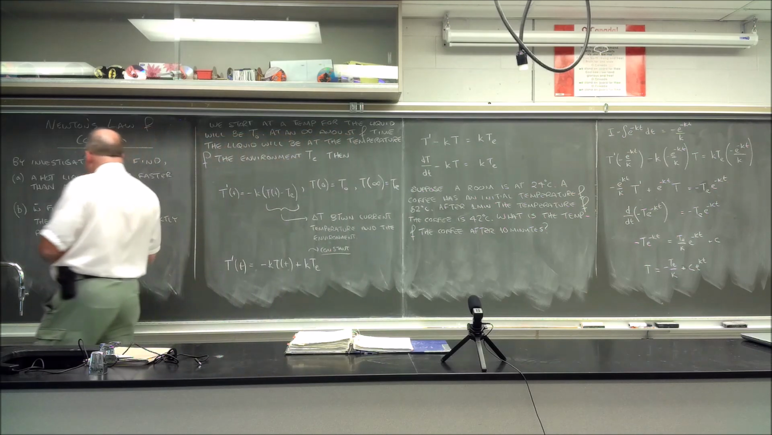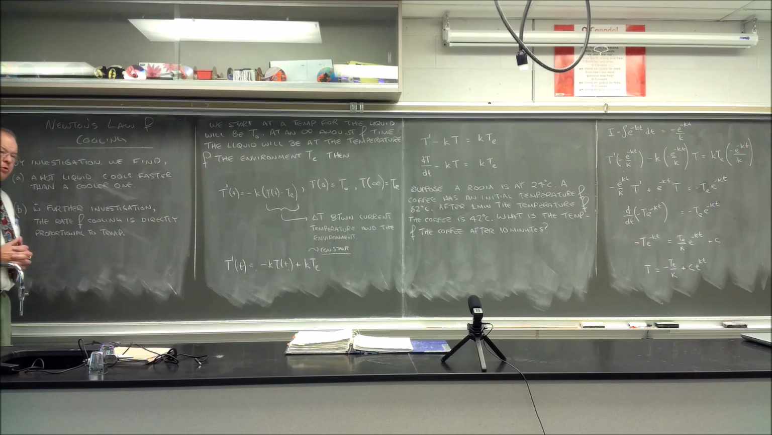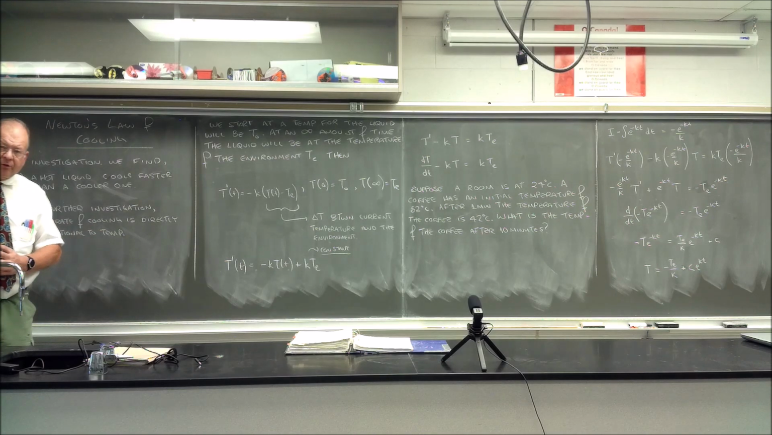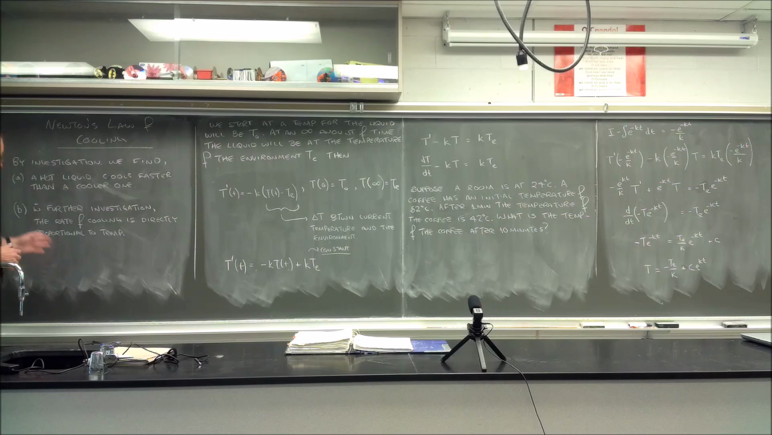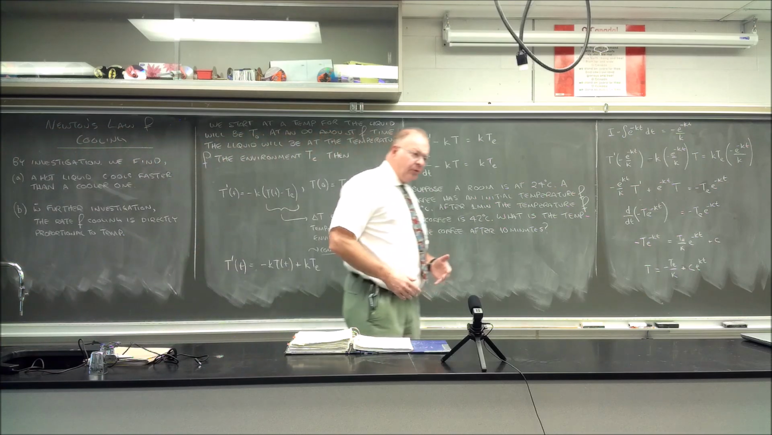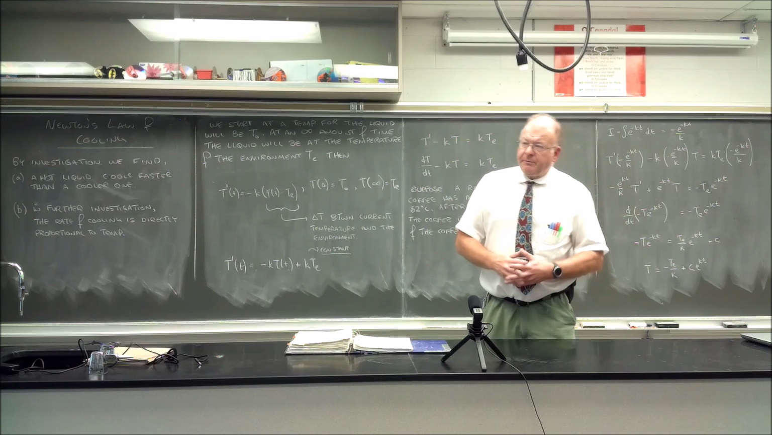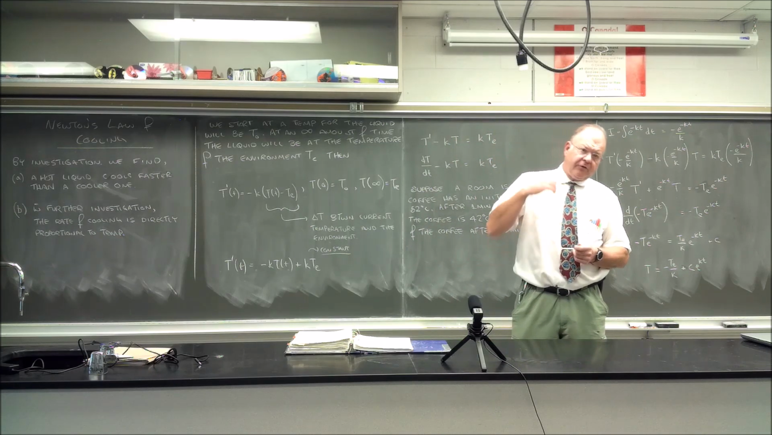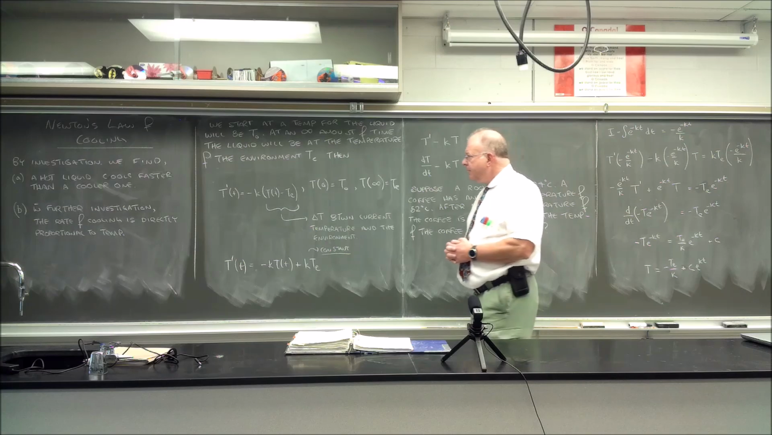We have hot liquid cooling faster than a cooler one. This can easily be done with a thermometer. And with further investigation, we find that the rate of cooling is directly proportional to the temperature difference. In other words, how fast it cools is a function of the difference in temperature, but in a linear way. It's not a square of the temperature or something like that.